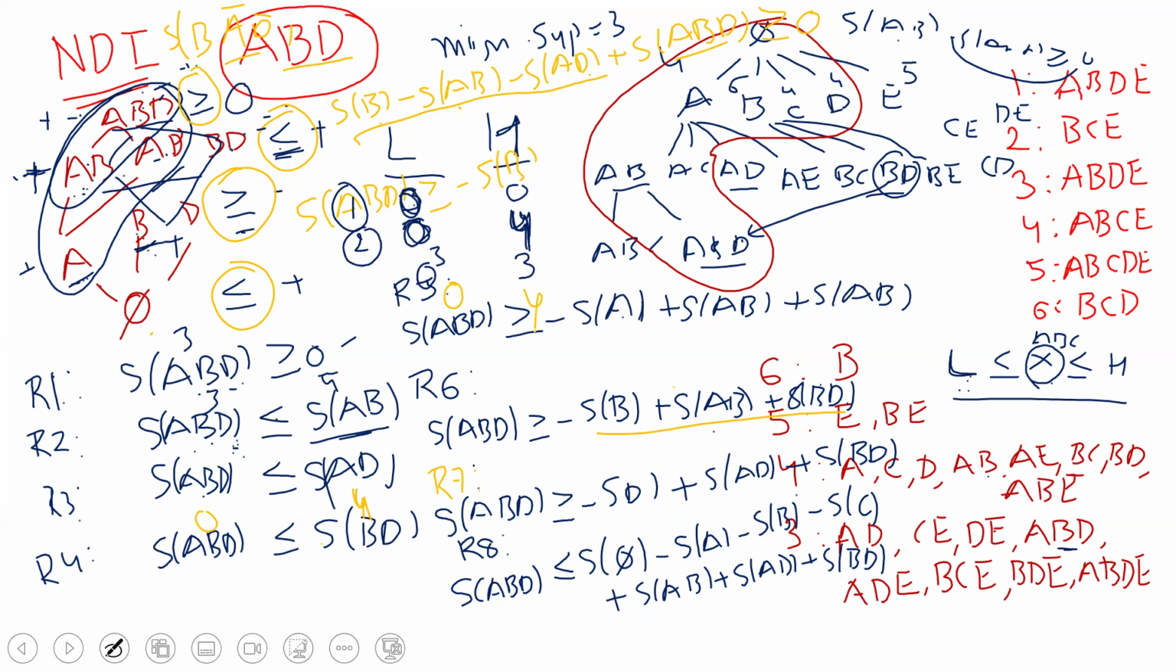Go to rule 5. Rule 5 says S of ABD is greater than or equal to. So this becomes the lower bound now, right? Greater than or equal to means the left hand side would be the lower bound. Less than or equal to means this would be the upper bound. So this would be the lower bound. To calculate the support of this, support of A is 4 plus S of AB. AB support is 4. Something we have written wrong here. For ABD, it is AD, right? AB and AD for ABD.